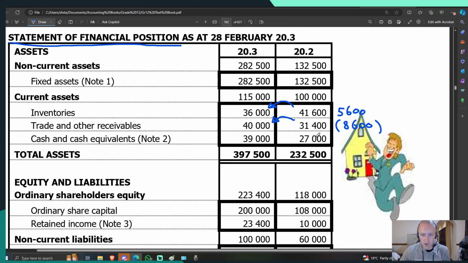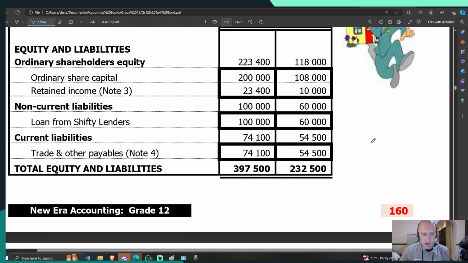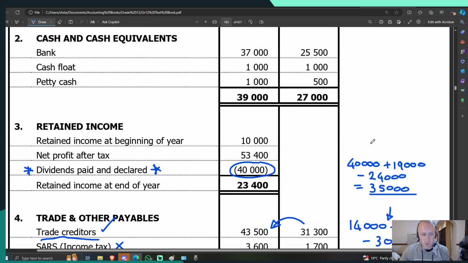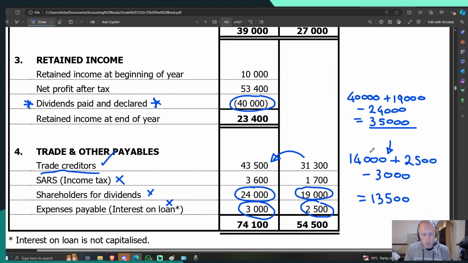Now let's take a look what we have here. Where's trade and other payables note? There it is. We had at the end of last year 1,700 Rand that we owed SARS. We know that it's not that SARS owes us, because then it would be in trade and other receivables. But this is in the trade and other payables, which means we owe SARS, or owed SARS. At the end of this year, we owe SARS 3,600. So we are going to take our total tax for the year. We're going to add 1,700, and we're going to minus 3,600.